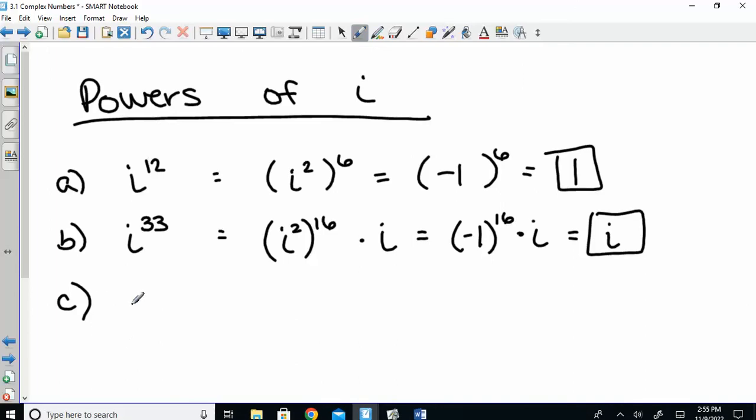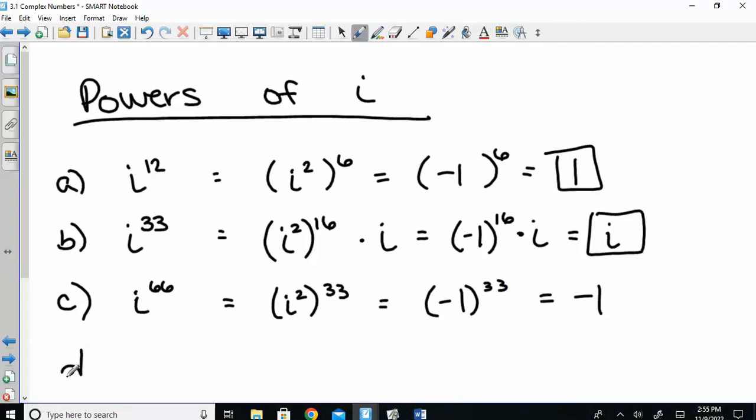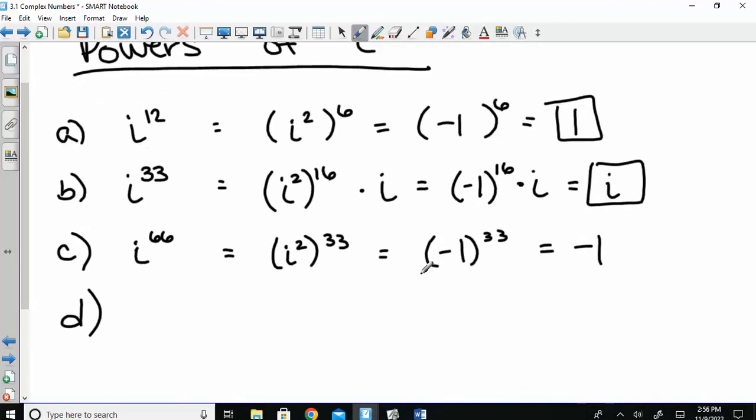I'm going to do a couple more of these just to practice and show you all the different variations. So if I said i to the, let's say, power, just trying to map it out in your brain. So i squared to the 33. What is i squared? Negative 1. And negative 1 to the 33rd power is negative 1. Okay, last variation. It's going to be negative i.